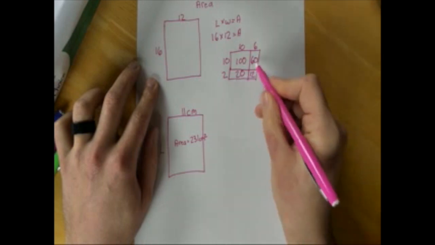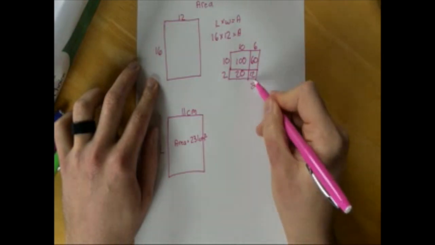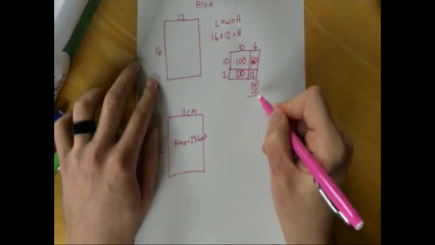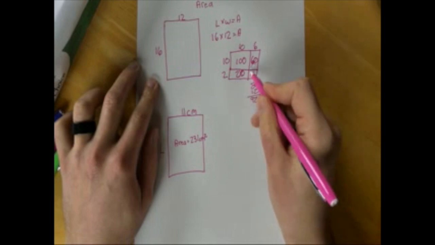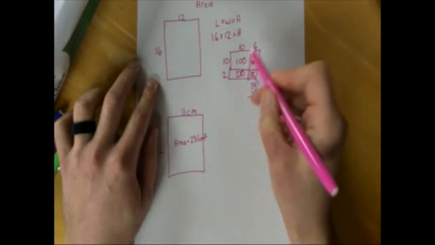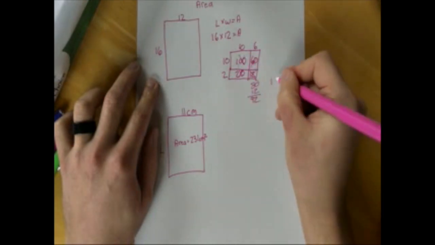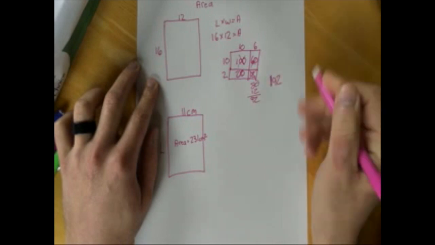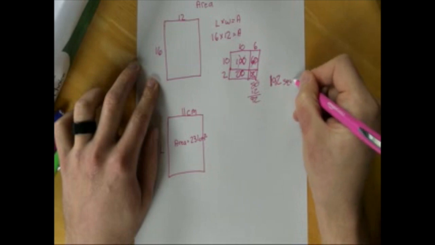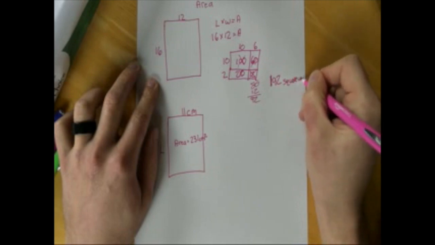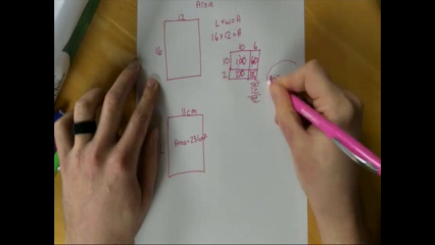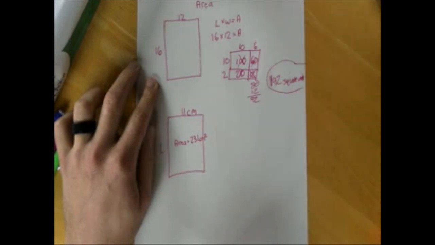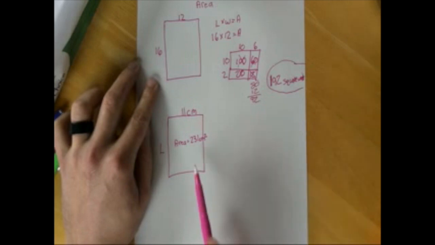Then I will just combine all these up. 20 and 60 is 80. 12 onto that is 92. 92 plus 100 equals 192. And these are square units. So 192 square units for our first one.